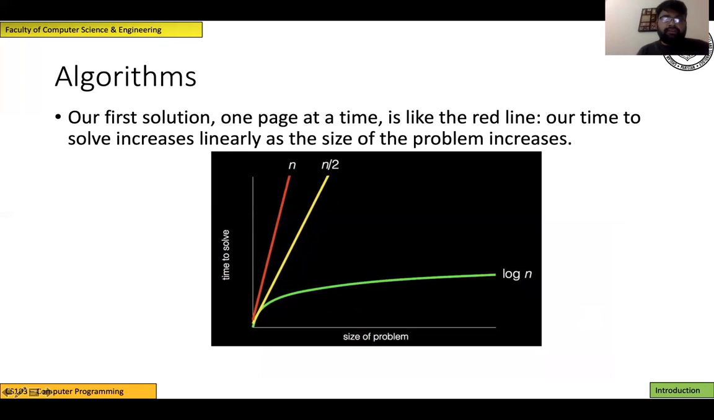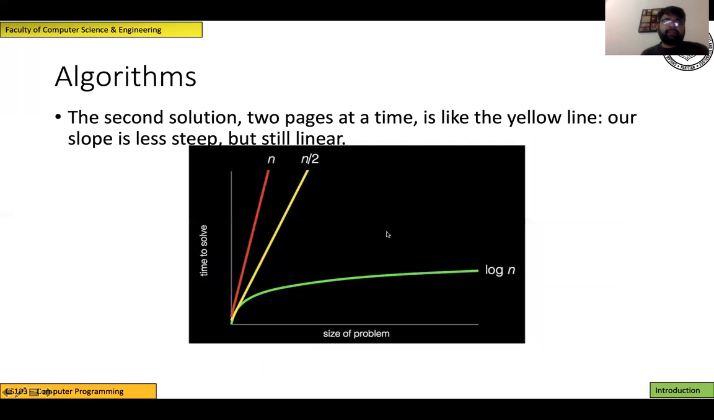Our first solution was the red line here. Like I said, it solves the problem linearly, and you can see this is a linear line. The second solution, 2 pages at a time, is the yellow line. The slope is less steep, but it is still linear, as you can see.